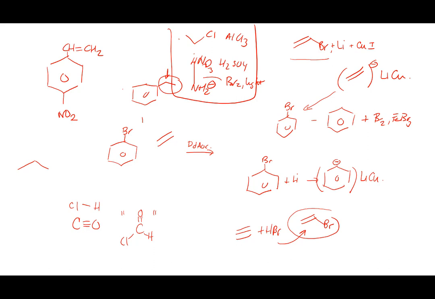And remember, if I need to put an O on the ring, I'm already at like 4 steps. Because I've got to nitrate it, turn it into an NH2, turn it into a diazonium, turn it into an OH. So there's a minimum of 4 steps there.